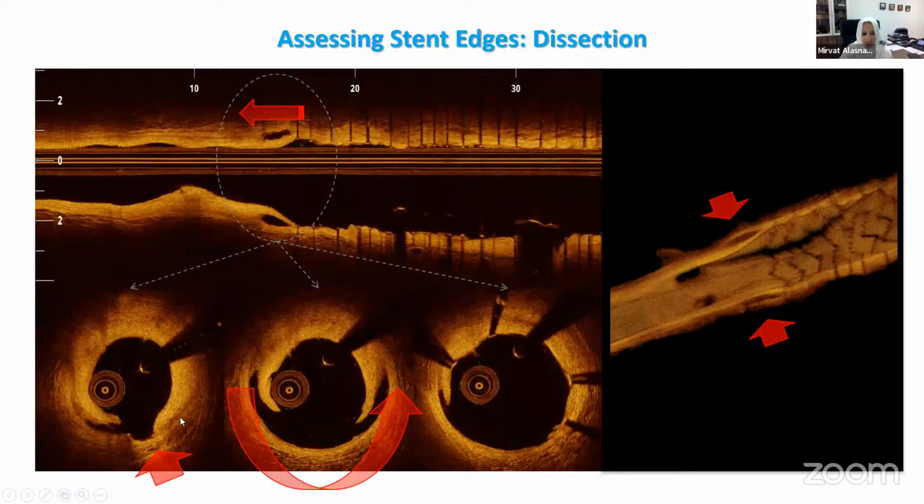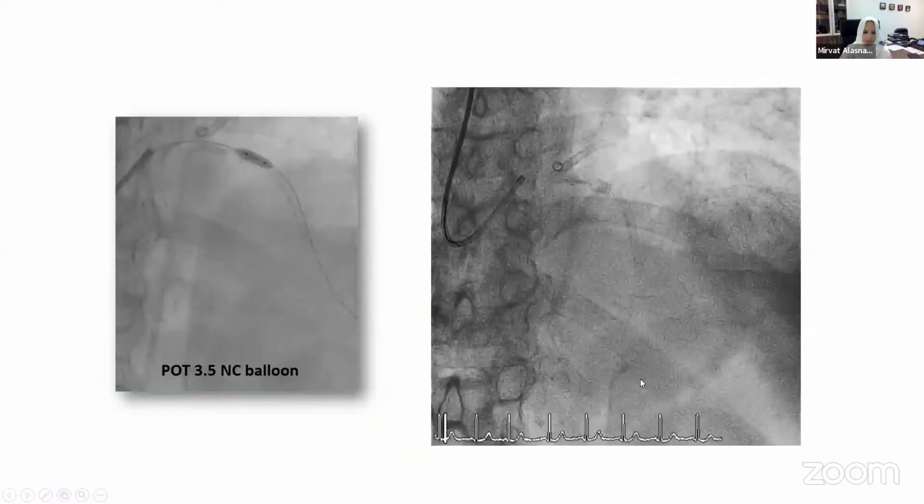So this is looking at dissections. Now you want to look at the dissection and see how far. In the longitudinal view, you'll see how long it is. Is it more than 3 millimeters or not? You want to see if it's going deeper into the intima, and so on. These are different dissections in a different patient, not this particular patient.